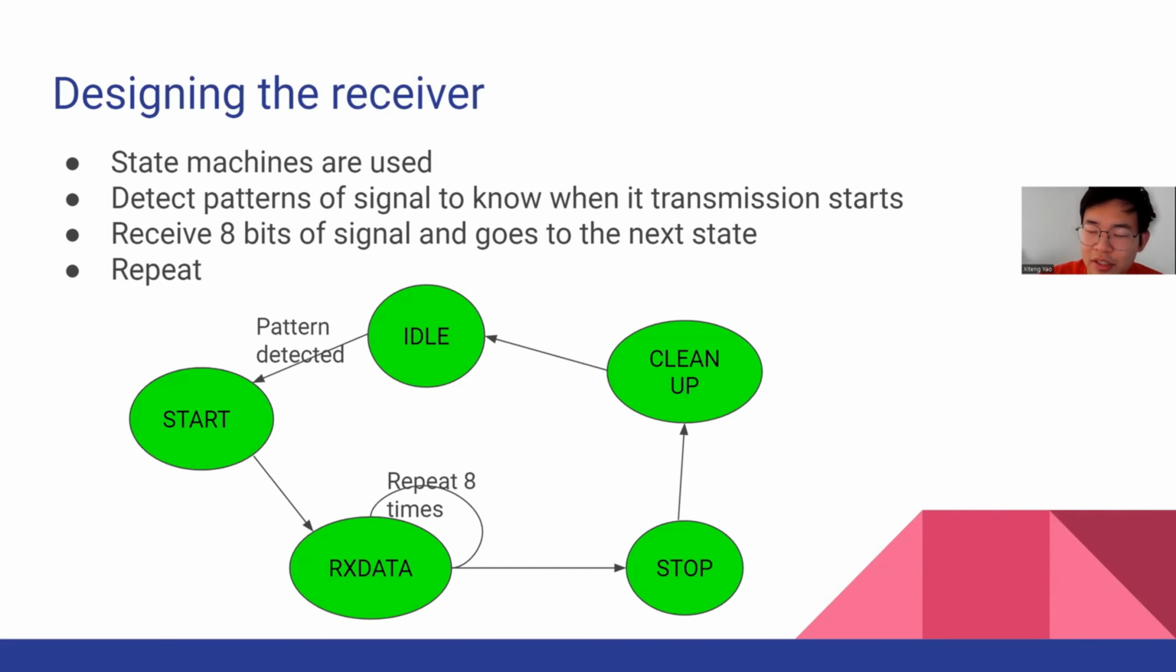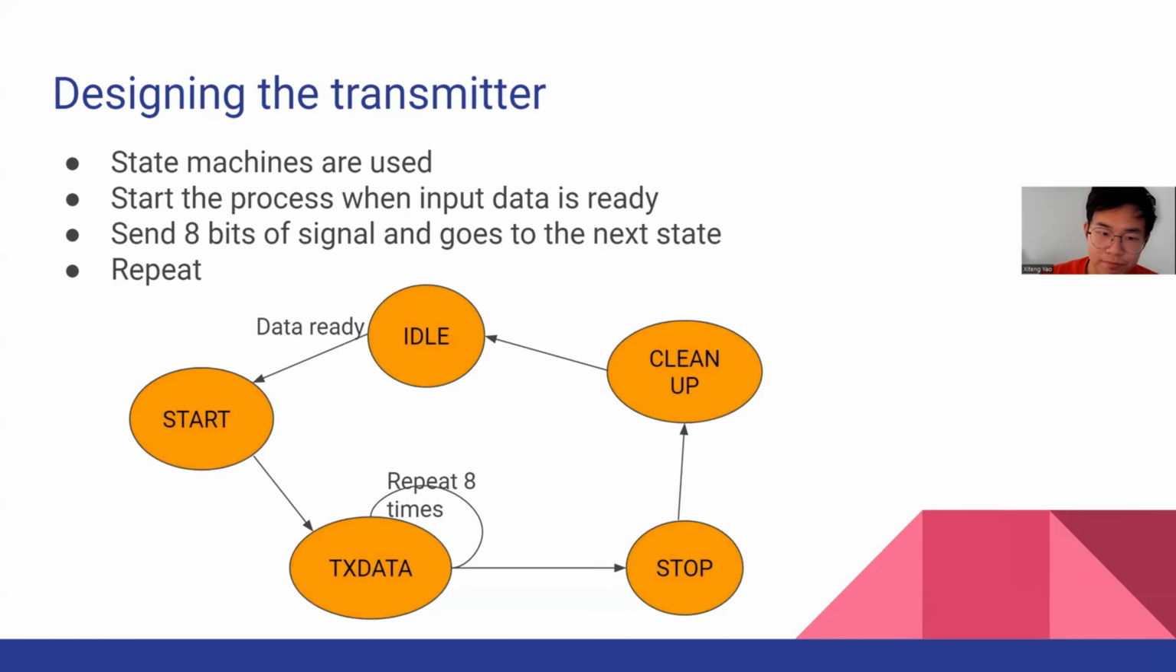The receiver is designed as a state machine. It first waits for the pattern of the signal and starts the receiving process. Then it receives 8 bits of data during the RX data state, and when it finishes, it waits for the next pattern to be detected. Similarly, the transmitter first waits for the input data to be valid, and it starts the transmission process. It sends 8 bits of data in the TX data state, and it goes to the next state until finished, and it waits until the next data is valid.